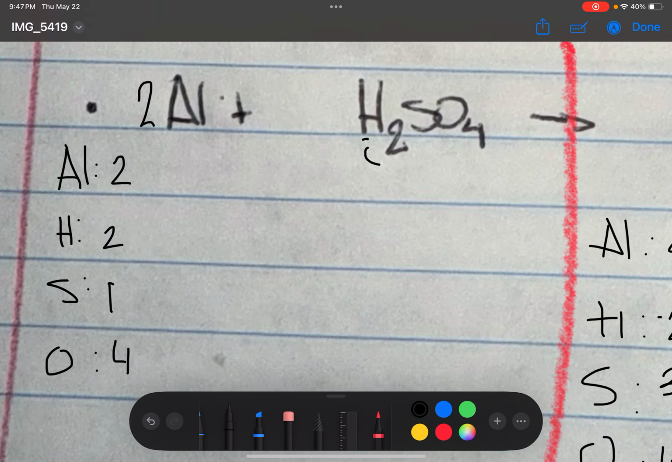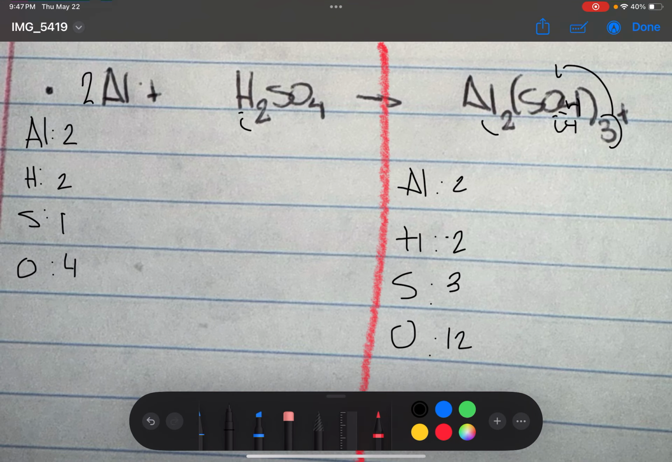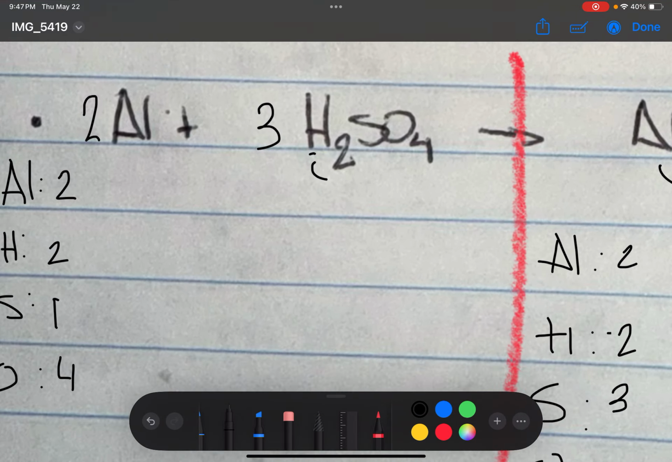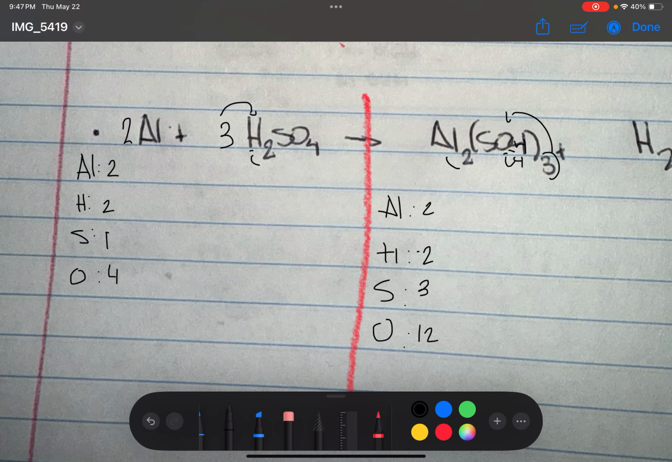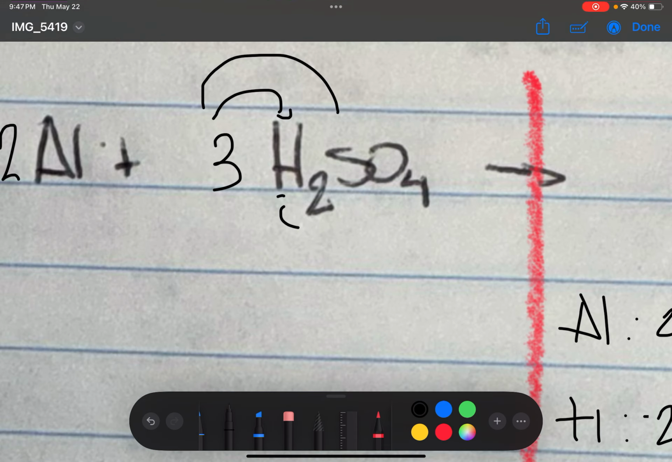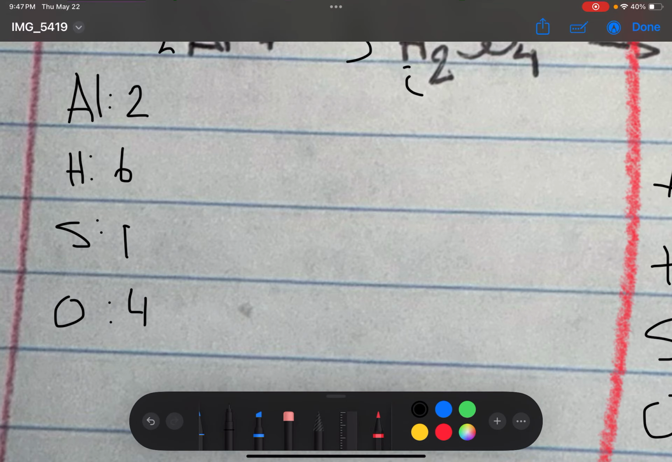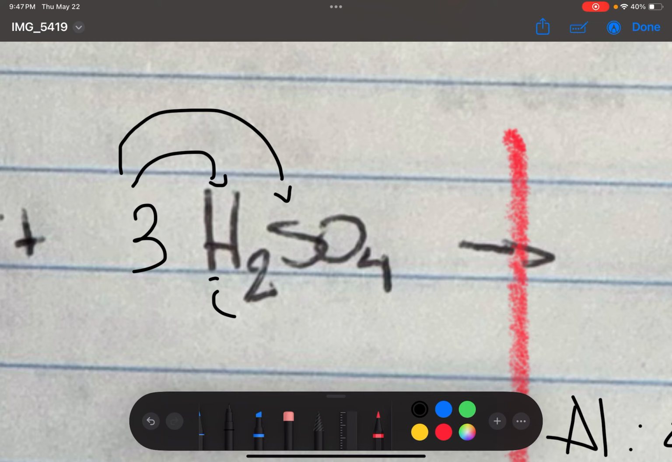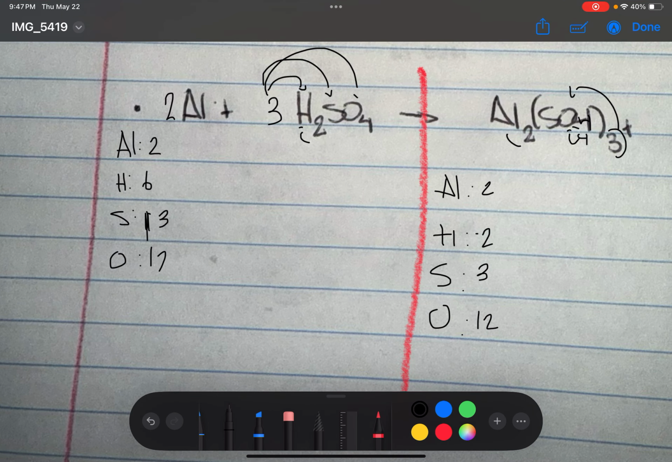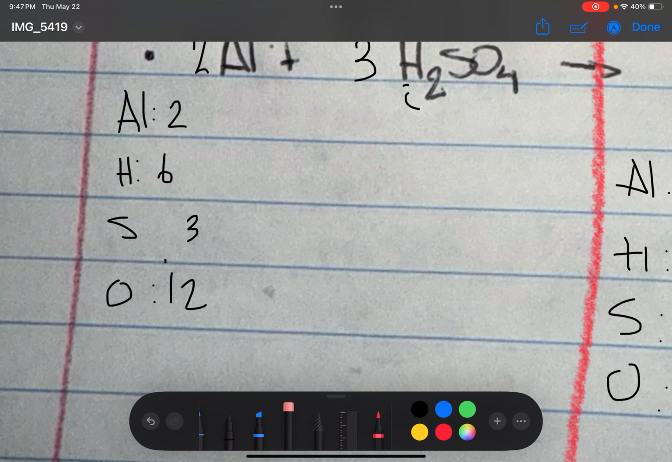We need 3 S's on this side. So what we can do is just multiply it by 3, because that's kind of the only way. So that would now mean 3 times 2 hydrogens is 6. We now have 6. 3 times S is 3. And then 3 times 4 O's is 12. Okay, now look at it. Wait, why does that look like a 13? Sorry, guys.